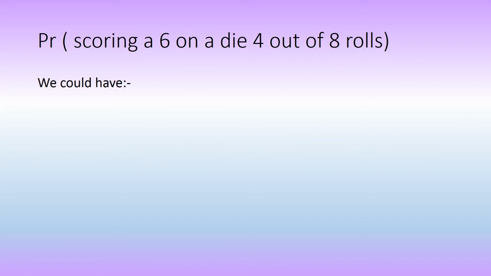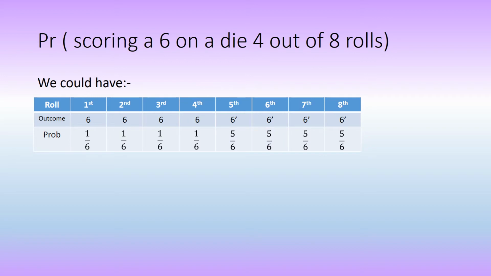Here we go. Here's what we could have had. Now I've got a table here showing the number of my rolls in the top row, and then underneath that in the second row I've got the outcomes from those rolls. So a 6, a 6, a 6, a 6, and then in the fifth roll I've got a 6 dash. Now that 6 dash denotes not getting a 6. So let's have a look at the probabilities underneath of that.